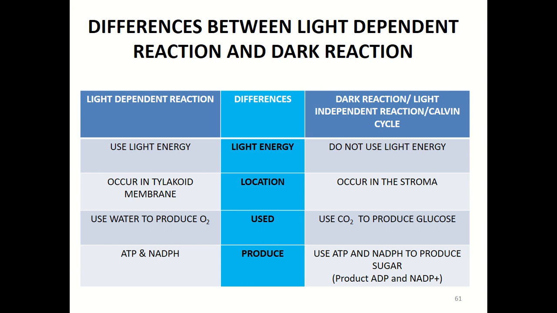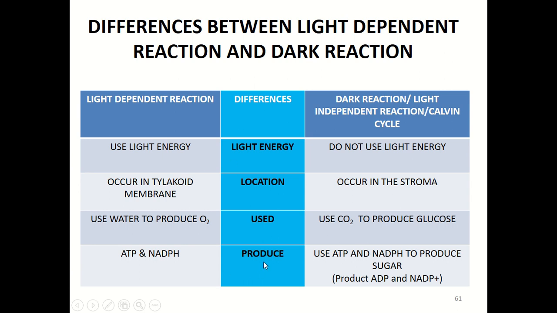So, what are the differences between the light-dependent reaction and the light-independent reaction, which is the dark reaction? In terms of light energy, the light-dependent reaction, of course, uses light energy. However, the dark reaction does not use light energy. The light reaction occurs in the thylakoid membrane. Meanwhile, the dark reaction occurs in the stroma of the chloroplast. Also, the light reaction uses water to produce oxygen, while the dark reaction uses carbon dioxide to produce glucose.